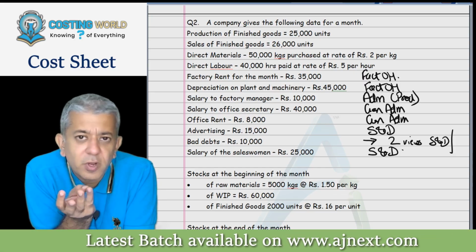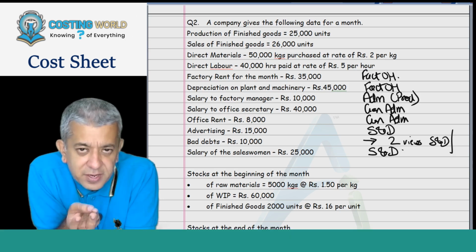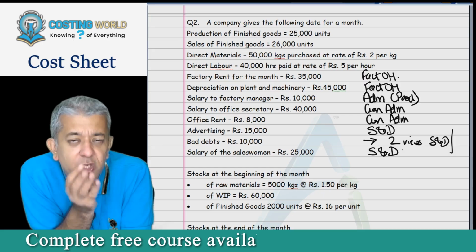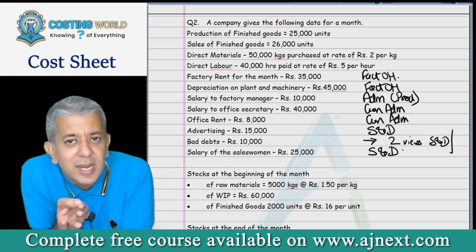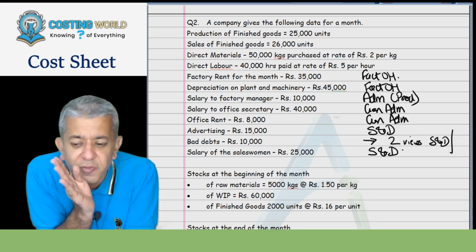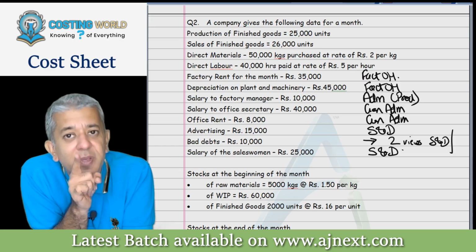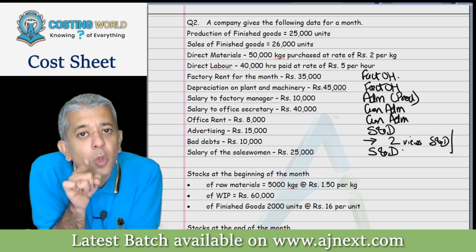Now, first of all, it was not an expense incurred to promote the sales. By any logic, it cannot be factory overheads. It cannot be administration related to production. It cannot be general admin also. These expenses are not incurred in the office or something here. So it will not come anywhere, meaning it will be a financial expense. If it is a financial expense, then it will not come in your cost sheet.